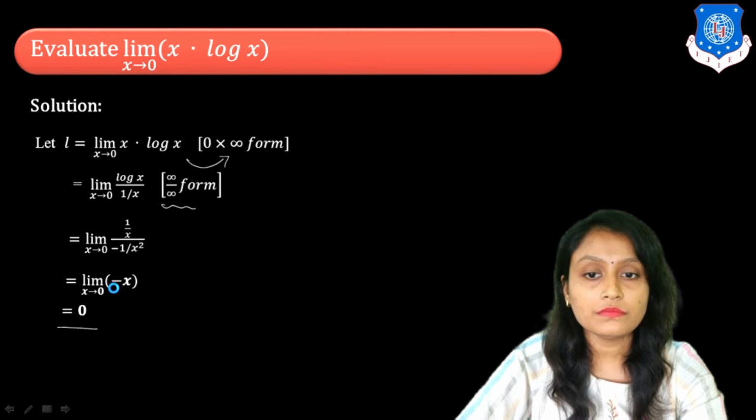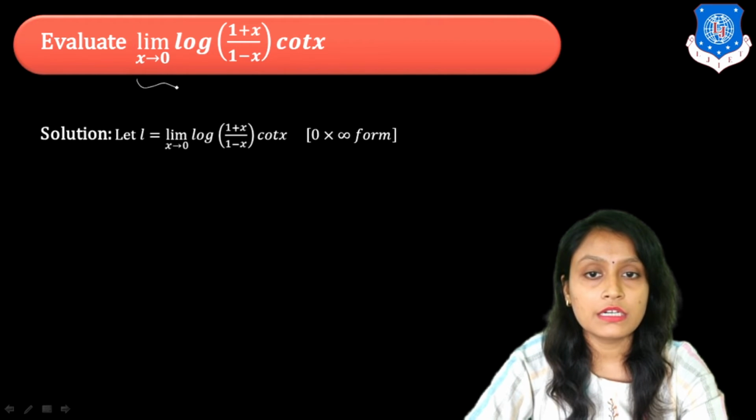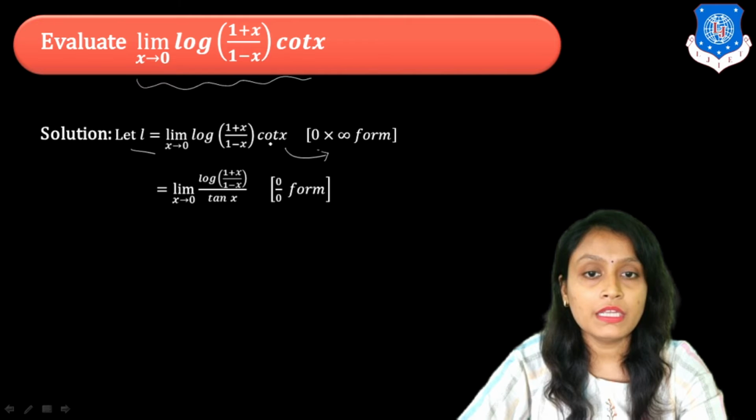Now next example, evaluate limit x tends to 0 log of (1 plus x upon 1 minus x) into cot x. So we will consider this limit as L. Okay, now if you substitute x is equal to 0 here, these two are 0, so you will get log 1, that is 0, and cot 0 is infinite, so you will get the form 0 into infinite. Okay, now what we will do, we will bring this cot function in the denominator.